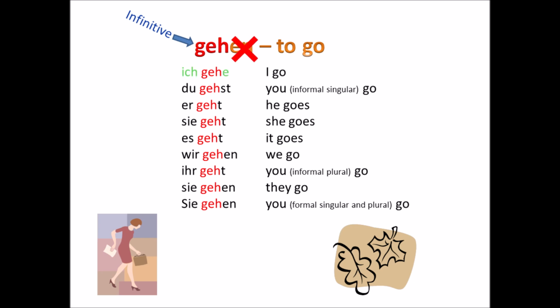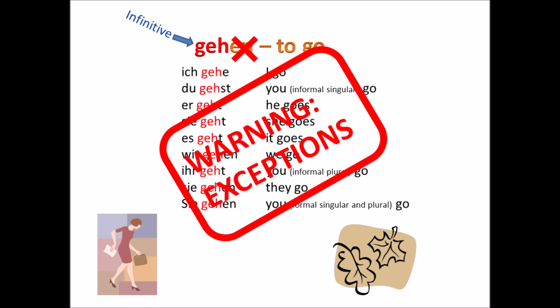Then, to make the form that goes with ich, you add an e. For the one that goes with du, you add an st. Sie and es all take a t on the end of their verb, as does ihr, meaning you, informal plural. The others, that's wir, sie meaning they, and sie meaning you, formal, all take an en back on the end of the verb, just like the infinitive. But be careful, there are plenty of exceptions to this rule.